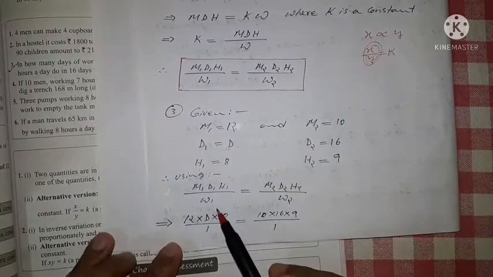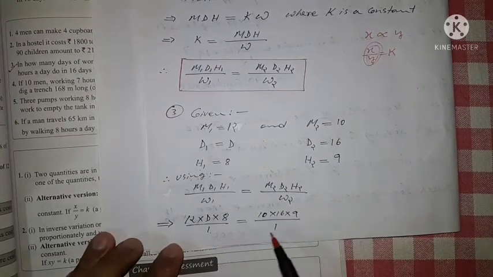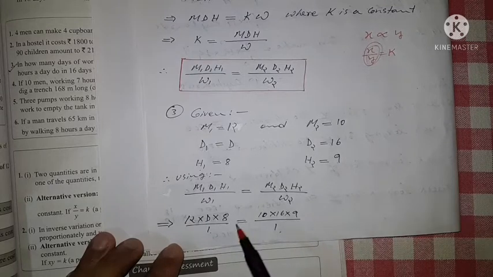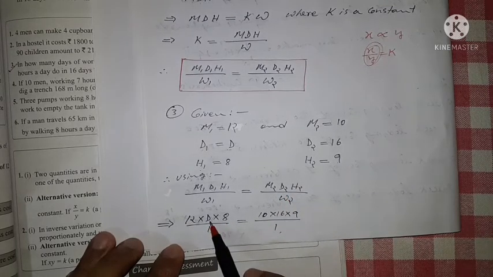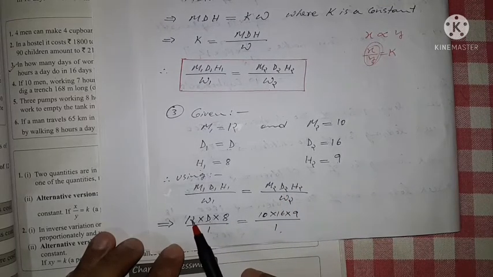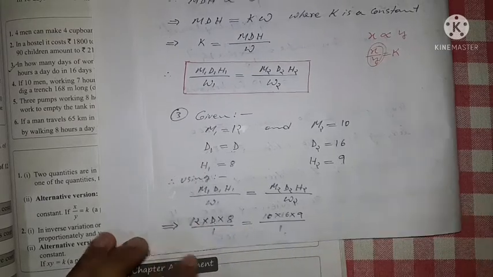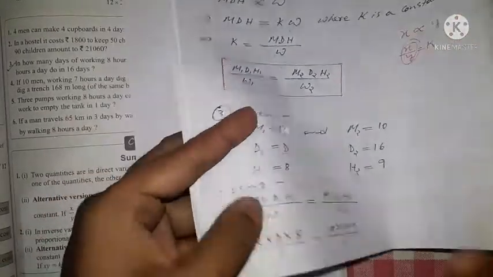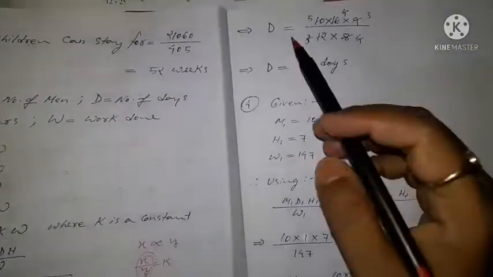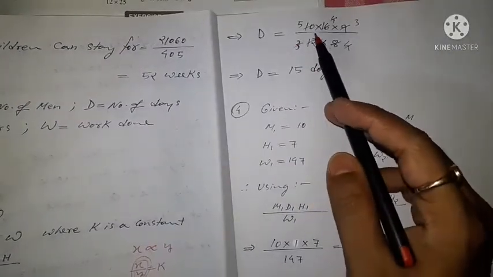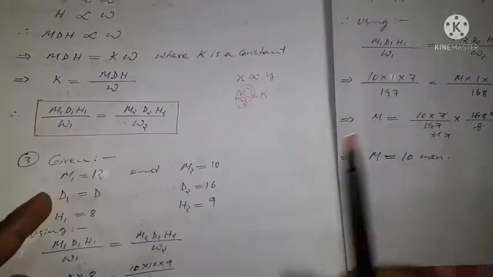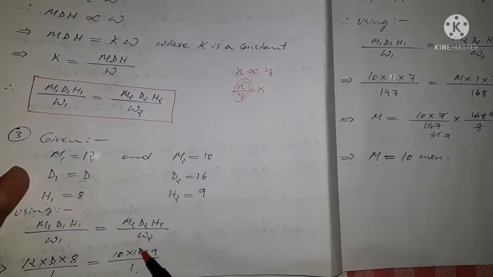So therefore here W is not given, so we take W1 and W2 as 1. Now we already know how to find the value of D. So just send 12 and 8 to the other side. If you send 12 and 8 to the other side, it becomes like this. So D is equal to 10 into 16 into 9.